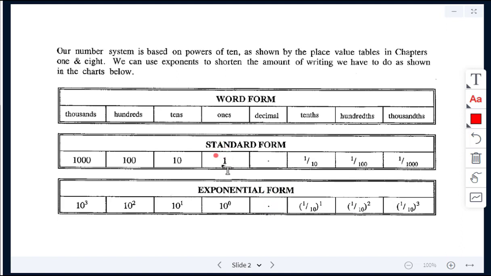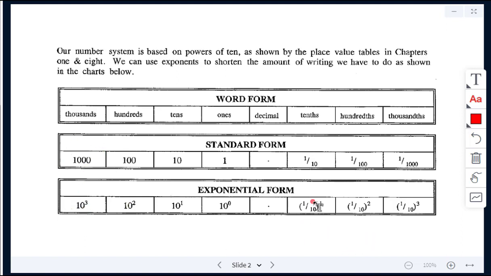Our standard form, when we have it in the ones place, the exponential is 10 to the power of 0. So recall that anything to the power of 0 always equals 1. So 10 to the power of 0 is our ones place value. 10 to the power of 1 represents 10. 10 to the power of 2 is 100. 10 to the power of 3 is 1000.